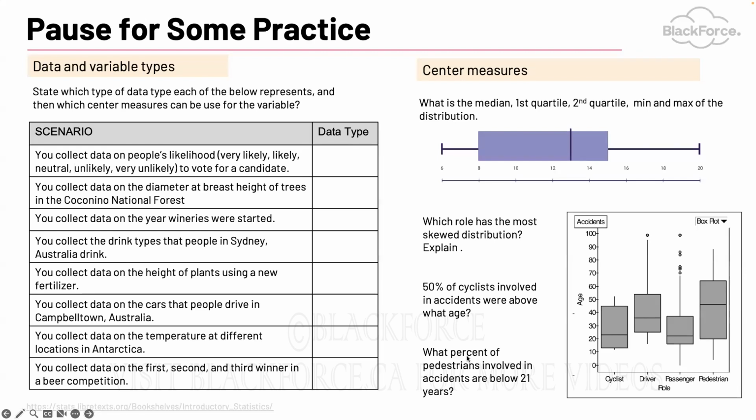So that means we're following. If anyone has a question, this is a good time to ask. So what percentage of pedestrians involved in accidents are below 21 years?